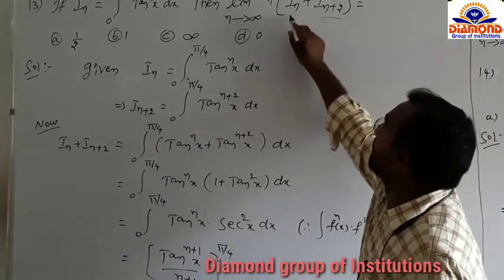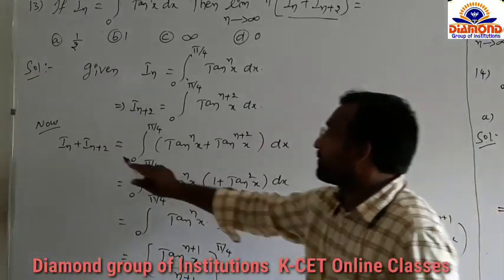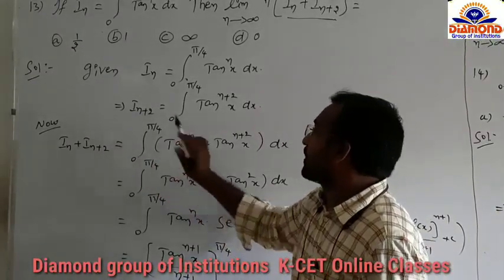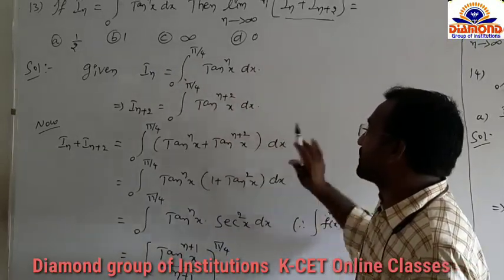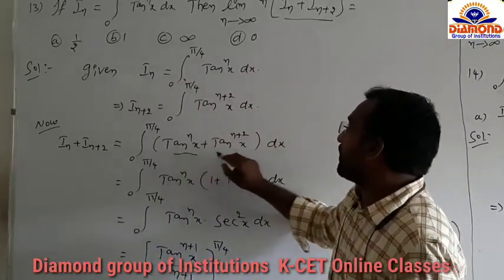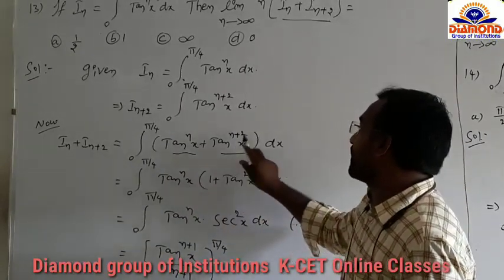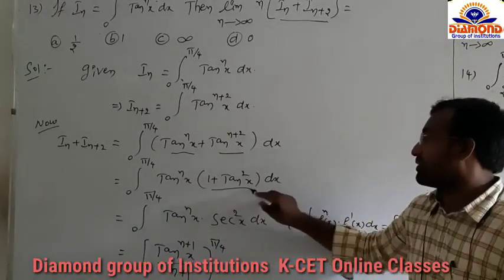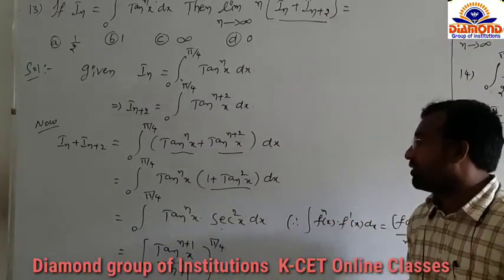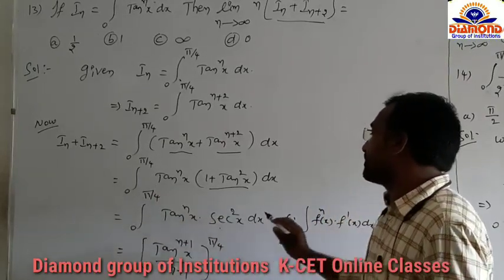First to find out the bracket value. What is the bracket value? In plus In plus 2 equal to 0 to pi by 4 tan power nx plus tan power n plus 2 x dx. From here tan power nx is common. So tan power nx common. Remaining is 1 plus tan square x. So we have the identity 1 plus tan square x equal to secant square x. So integration 0 to pi by 4 tan power nx into secant square x dx.